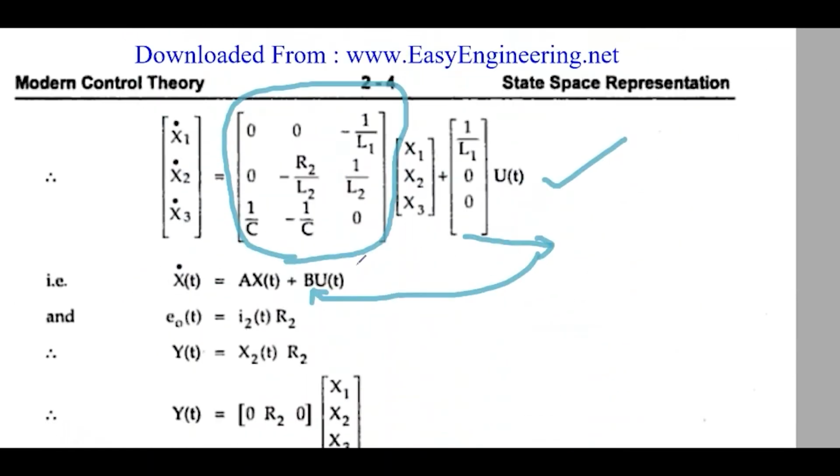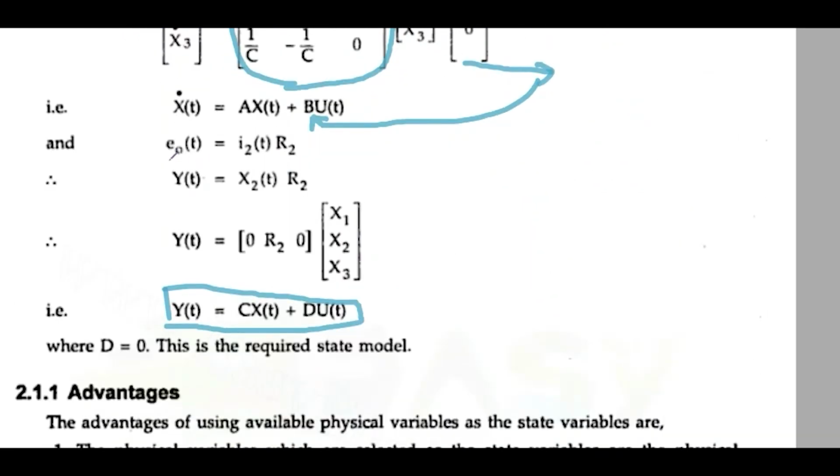Therefore, considering the voltage across the resistance, that is nothing but I into R, that is I2 into R. Therefore, y of t is equal to, this can be transferred as x2. This E0 is transferred as y of t. From this equation, I am forming the matrix. Here there is only x2, therefore x1 and x3 are 0.